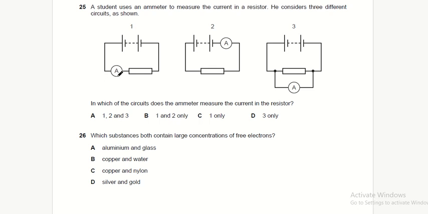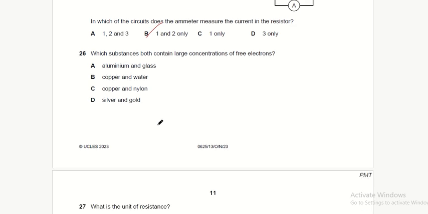The ammeter here measures current in the whole circuit and in the resistance, and also here, but here it will measure a very small current, which is the current passing in the ammeter. An ammeter has a very low resistance, so it's not in the resistor, so we'll choose 1 and 2 only.